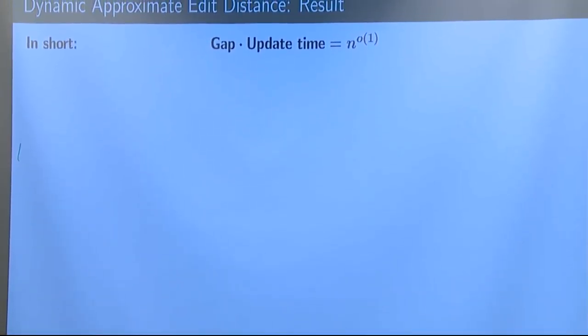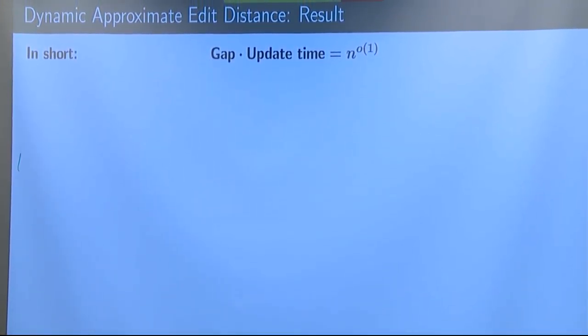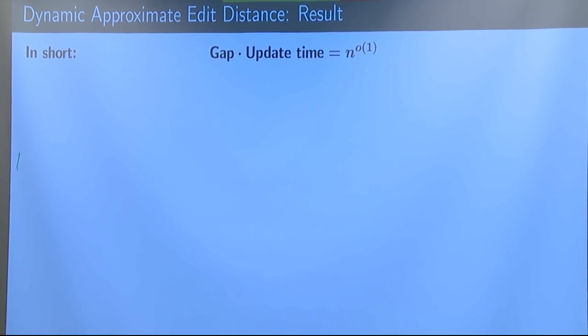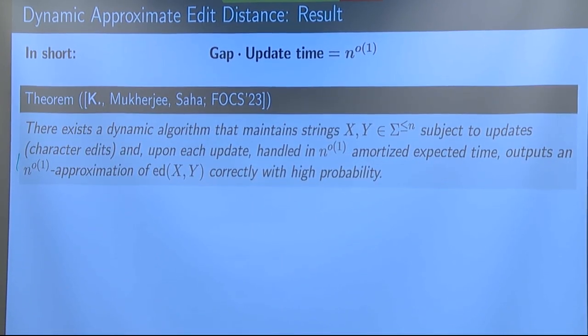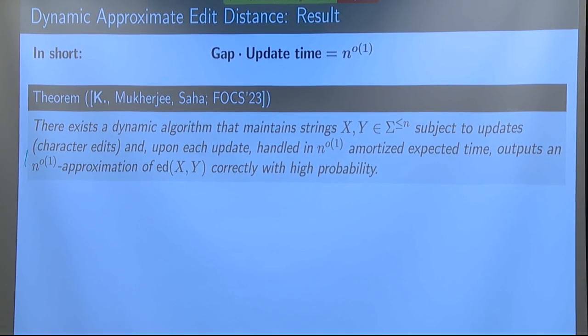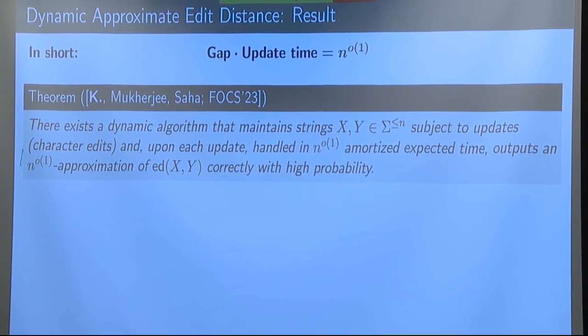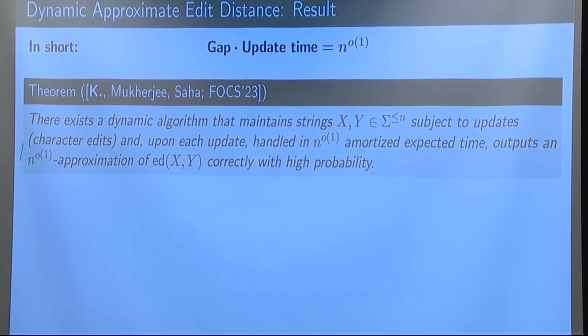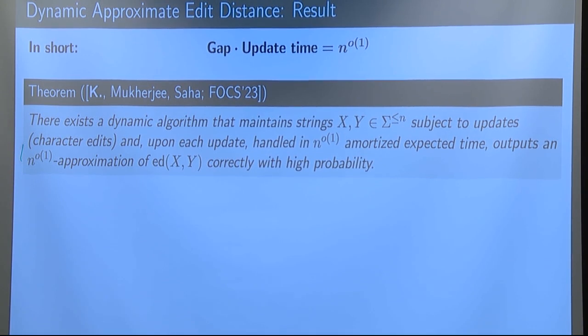And what we did in the paper, we showed that this product can be made sub-polynomial. So we have an algorithm which maintains approximate edit distance, and both the amortized update time and the approximation ratio are sub-polynomial in n. And this works against oblivious adversaries and in amortized expected sense in terms of the running time.